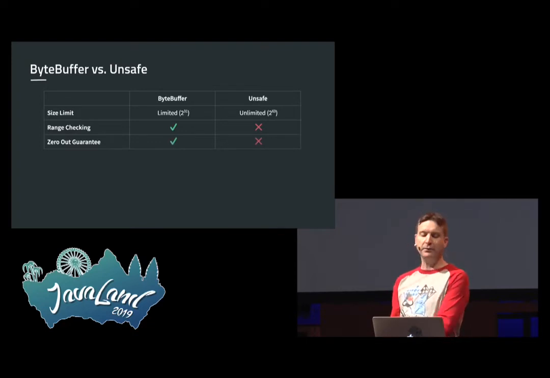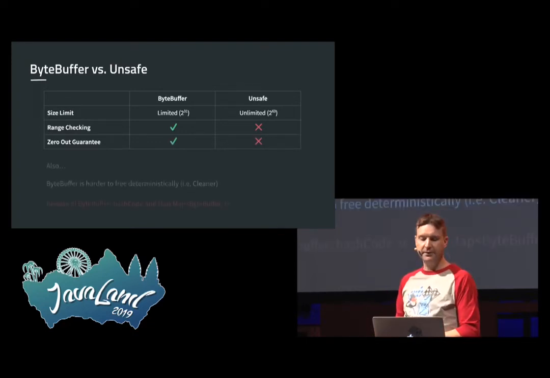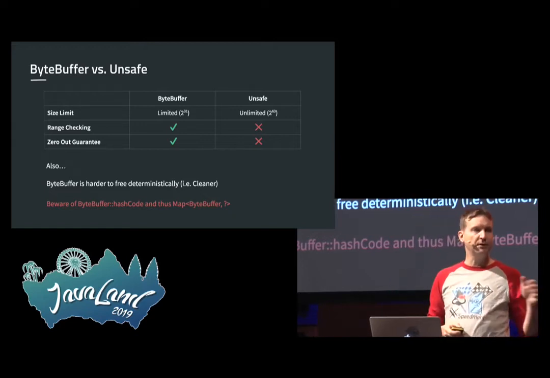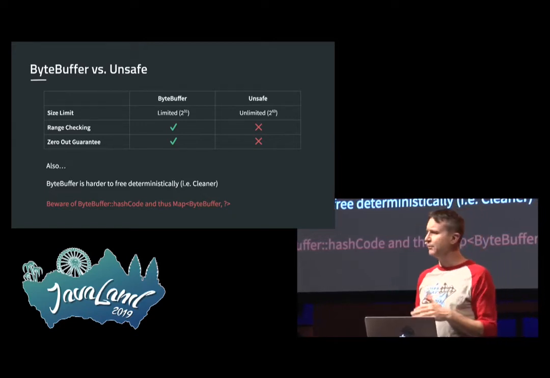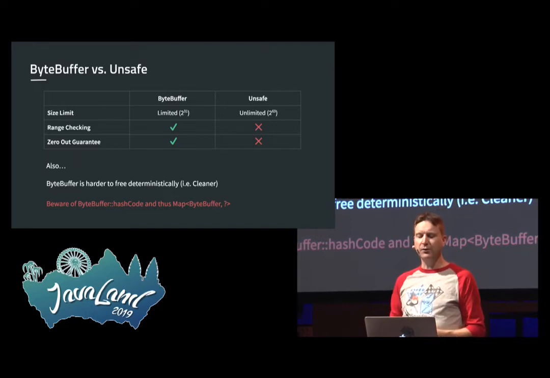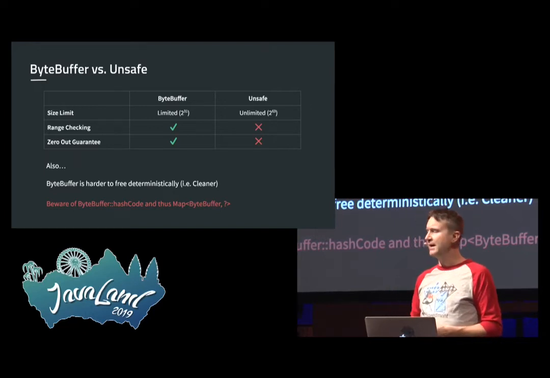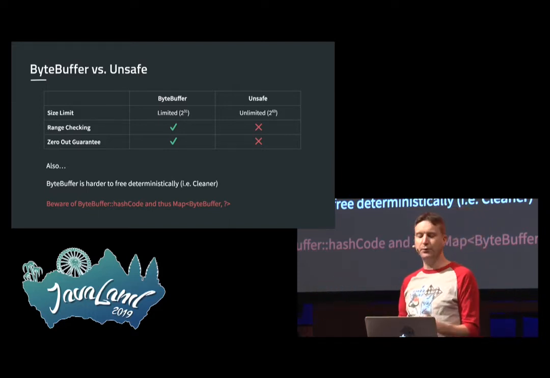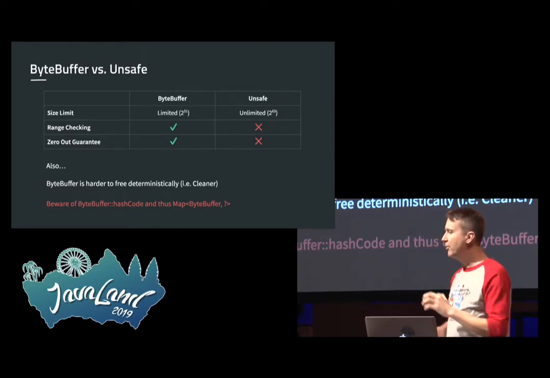Byte buffer provides zero out guaranteed, unsafe doesn't. And byte buffer is kind of harder to free because you have to invoke something called a cleaner, and that's kind of different between different Java versions. Also, there's a caveat with byte buffer. Its hashCode and equals actually look at the entire contents of the byte buffer. So if you, for example, want to put a byte buffer in a map, it's going to be very slow. So you have to wrap your byte buffer into another object.